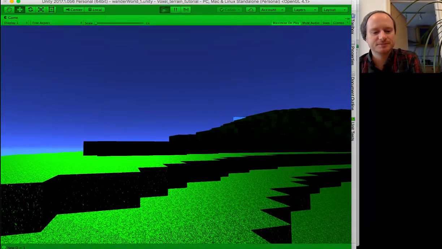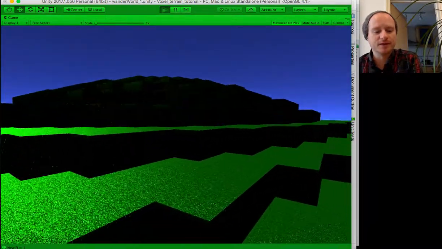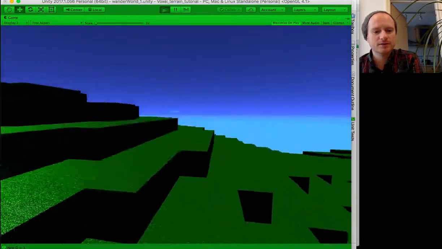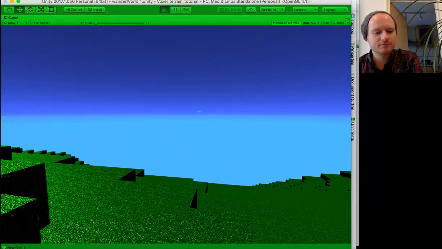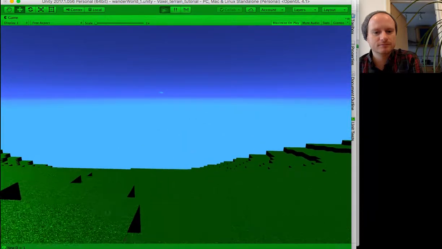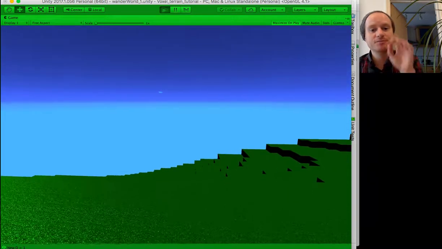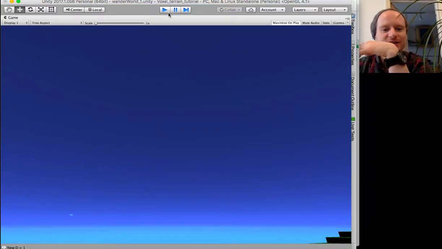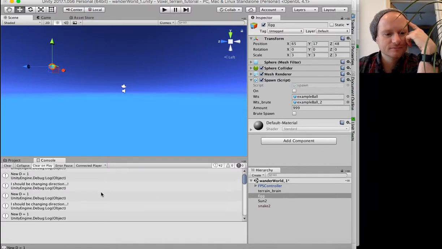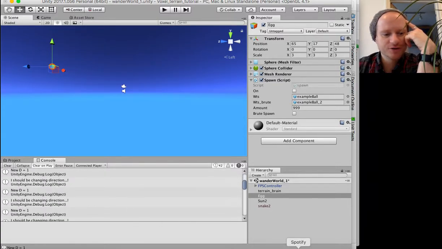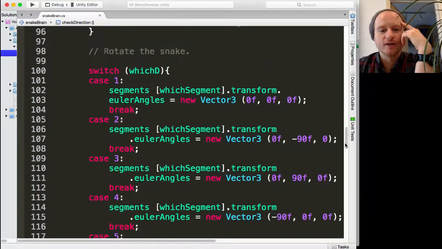Okay, so our snake is moving forward. Our new direction, by the way, is 1. So there's something wrong with our random direction function. It is moving in the correct direction according to its randomized number, but we're just producing a new direction of 1 every single time.